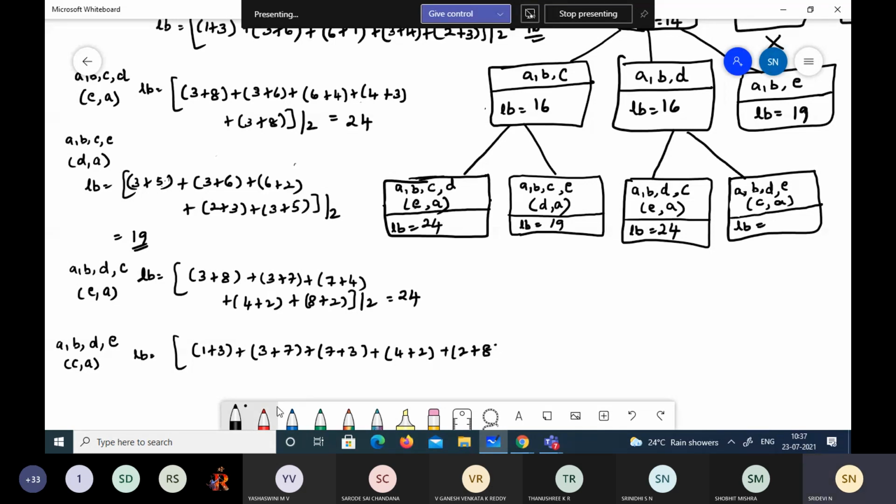Sorry, it's not that. Here. So we will have 2 plus 3 and 2 plus 1. Okay. So, and this is 2.